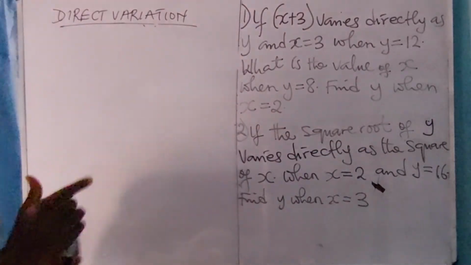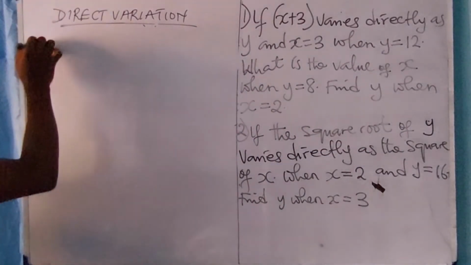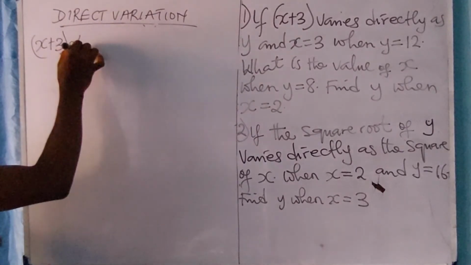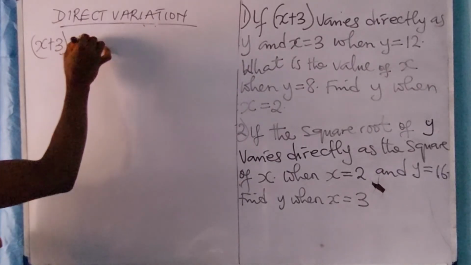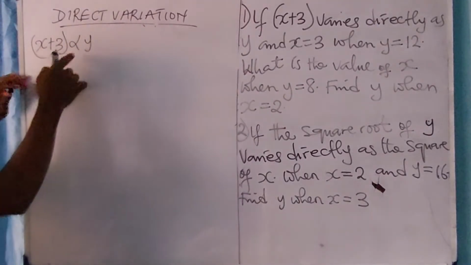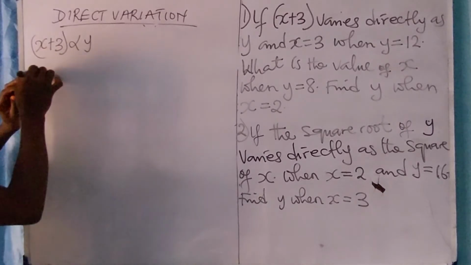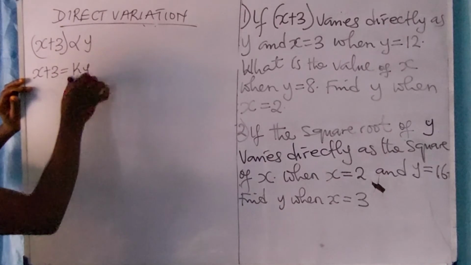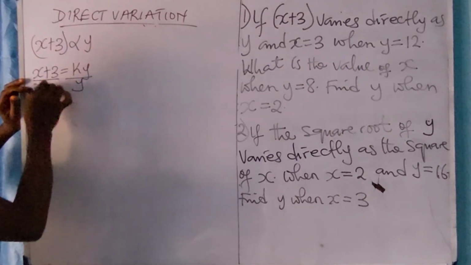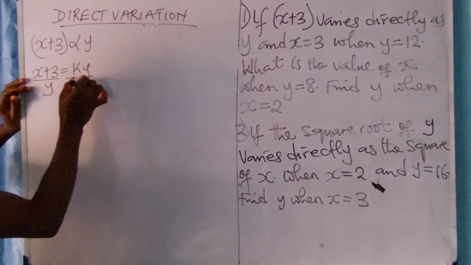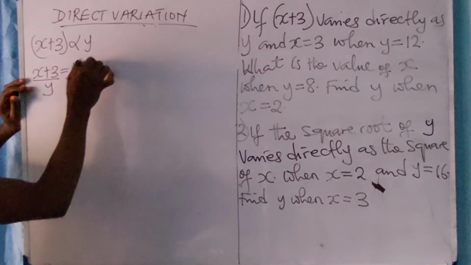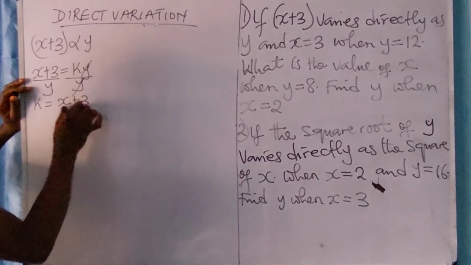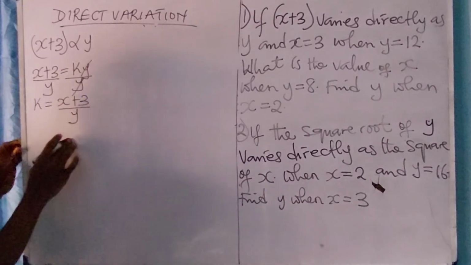Now, like I said in our previous class, x plus 3 varies directly as y. I told you that to eliminate this sign, you have to introduce the constant k, which means that x plus 3 equals ky. Divide both sides by y, which means that k equals x plus 3 over y.